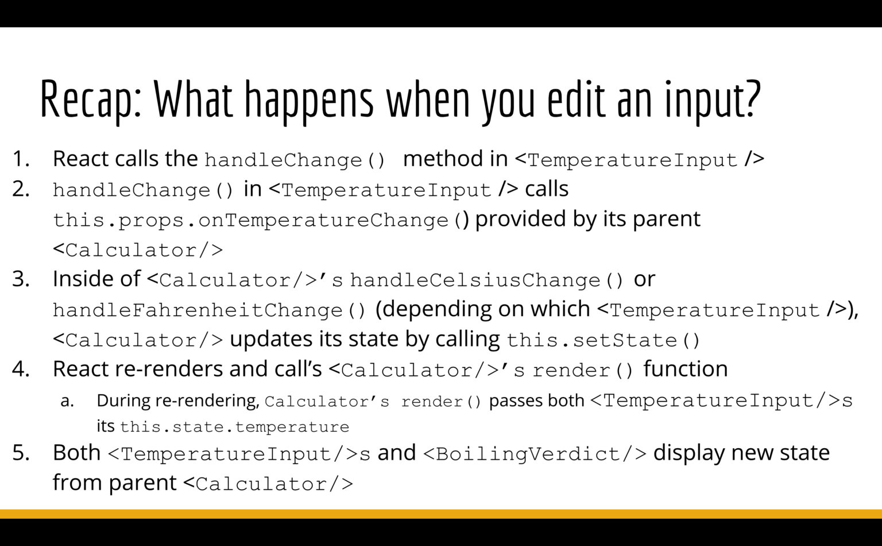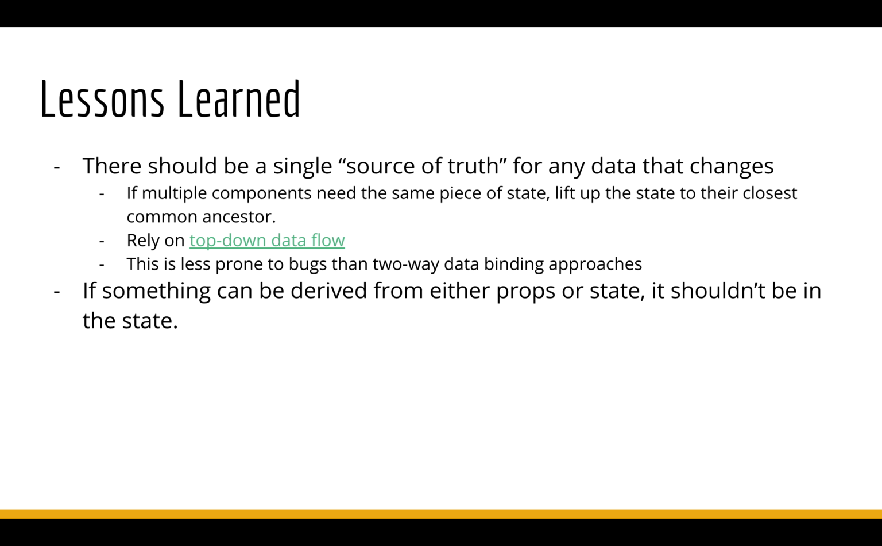Okay, this is a lot, I know. So let's recap some lessons learned. What we learned here is that there should be a single source of truth for any data that changes. And if multiple components need the same piece of state, we need to lift up that state to their closest common ancestor. This is called lifting state up, and the methodology we're following is top-down data flow, because we are lifting the state up to the highest common ancestor, and then letting the data flow down to the children.